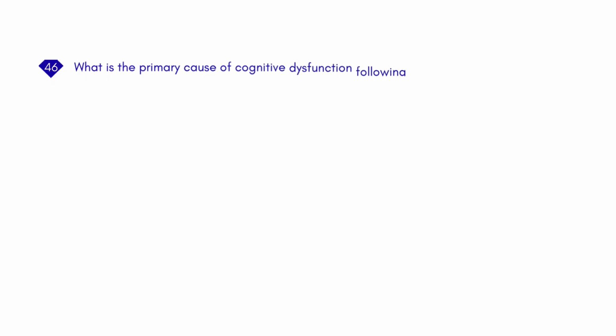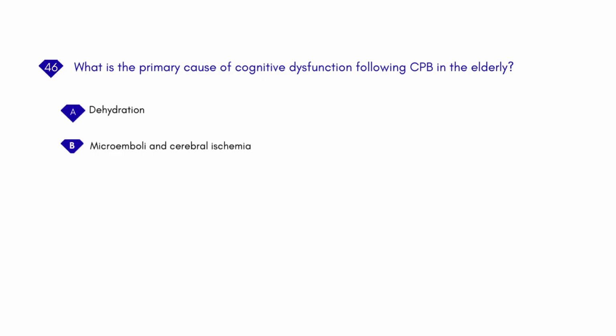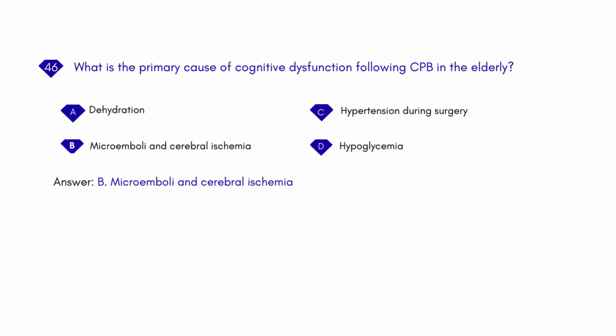What is the primary cause of cognitive dysfunction following CPB in the elderly? A. Dehydration. B. Microemboli and cerebral ischemia. C. Hypertension during surgery. D. Hypoglycemia. Answer: B. Microemboli and cerebral ischemia.